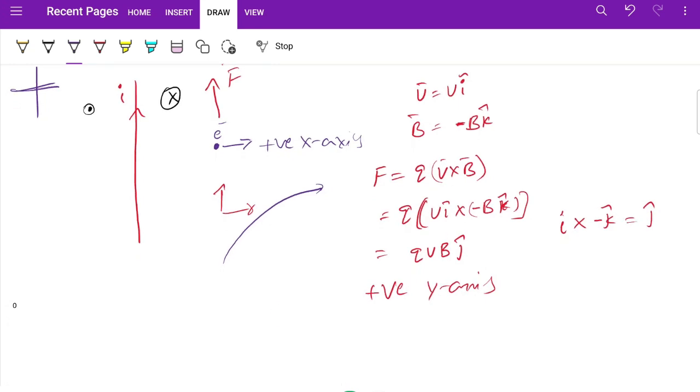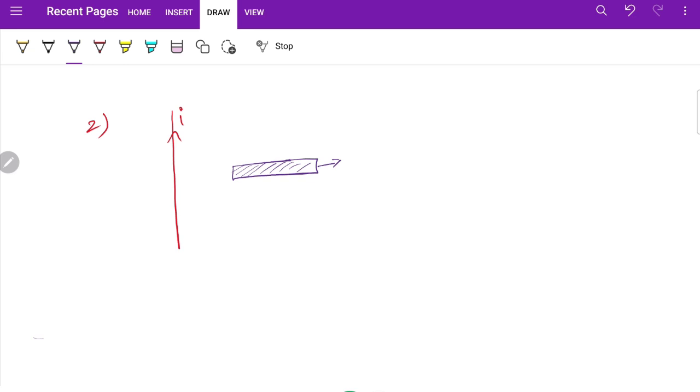So now let us see another scenario. Here there is a straight conductor carrying a current I. Now I am keeping a rod of finite length L moving in the positive x-axis direction. So in the previous problem we saw a single electron, a single particle, but here it is a straight conductor. So now what happens to it?